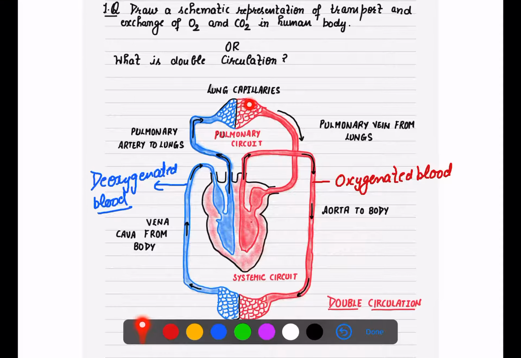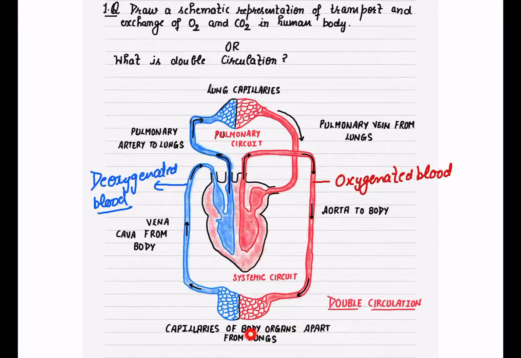Now first we will look at this portion. As you know that this is the oxygenated blood, and who carries this oxygenated blood? That is the pulmonary vein. From where does the pulmonary vein bring it? That is from the lungs, because lungs are for oxygenation. They change the deoxygenated blood into the oxygenated one. Now this is received by the atrium. It moves to the ventricle and then it goes to the aorta to the body parts.